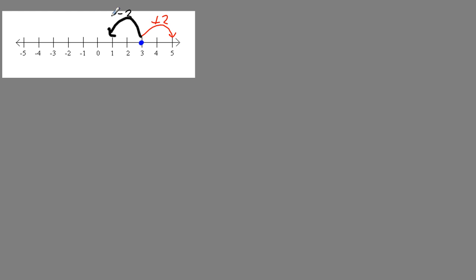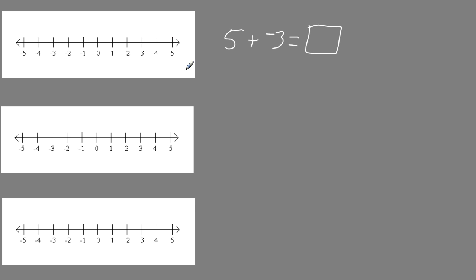Here is a graphic of that 3 plus 2 giving us 5 and 3 minus 2 giving us 1. You can see that instead of going to the right, we're doing the opposite and going to the left. That's an easy way to think about adding and subtracting. So our next problem is 5 plus negative 3 equals what?